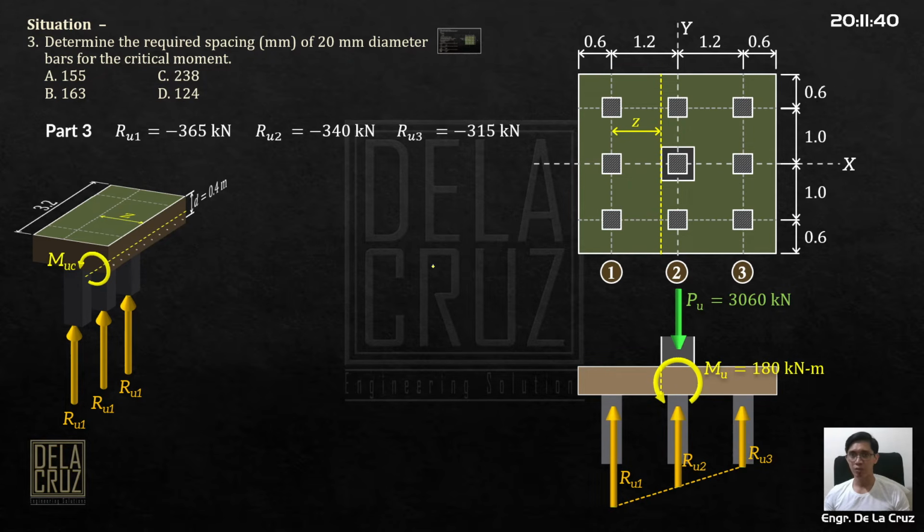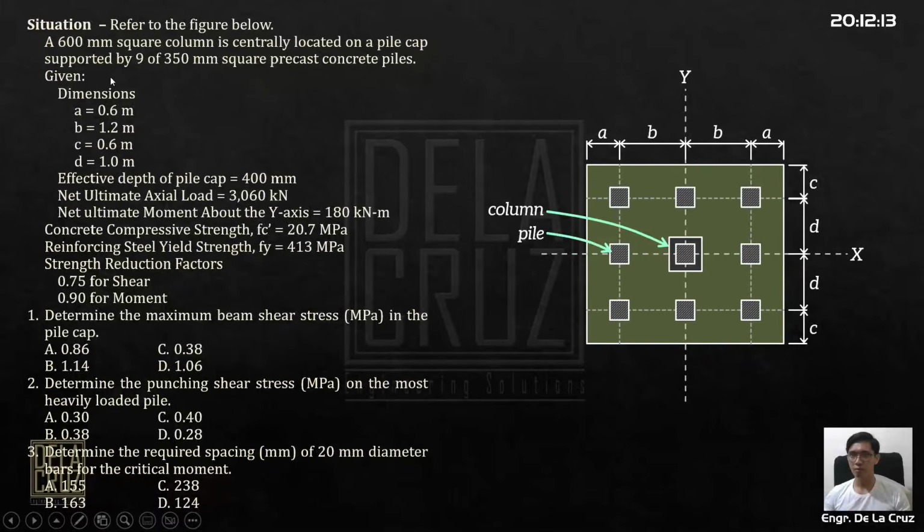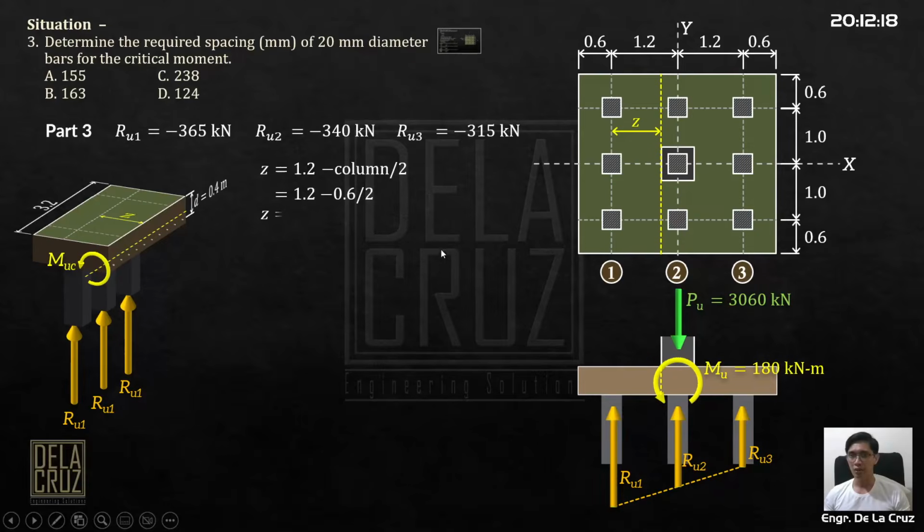So, yung Z, kailangan natin for the moment. Ilan yung Z? That is, okay, 1.2. Ito, 1.2. Then, minus kalahati ng column. Minus kalahati ng column. Kasi up to dito. Ito yung kalahati ng column. Dito natin kukunin yung section. So, 1.2 minus 0.6 over 2. Saan yung 0.6 here? Yan yung dimension ng column. Given yan dito. 600 mm squared column. Okay? Kuha natin yung ating Z.